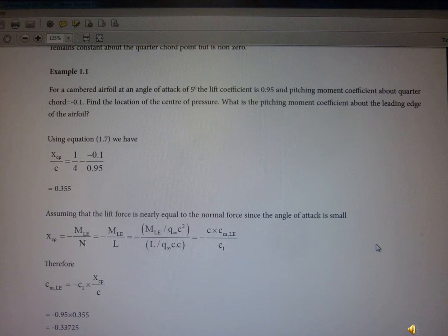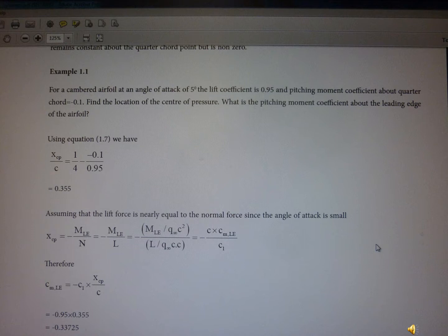Now, the aerofoil is shown at an angle of attack, let's say 9 degrees. The coefficient of lift is again 0.95 here, and the pitching moment coefficient is, let's say, minus 0.1. To find the center of pressure of the aerofoil, take the pitching moment coefficient: HPV by C equals minus 1 by 4 times minus 0.1 by 0.95, which comes out to 0.355.